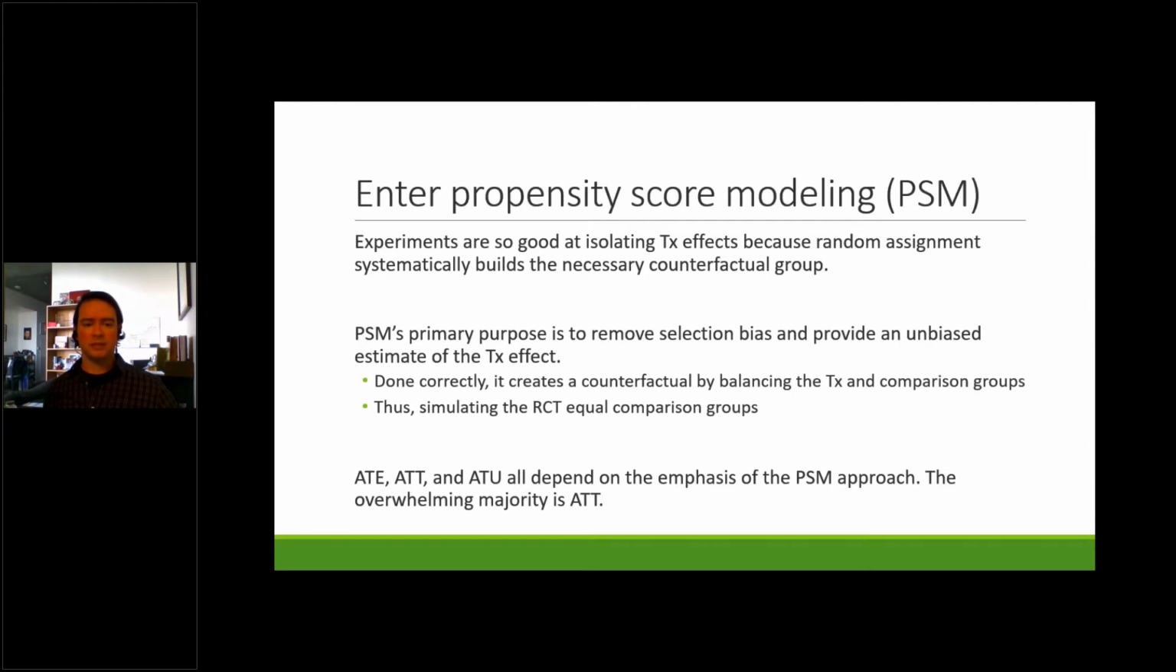The average treatment effect for the treated, and average treatment effect for the untreated all depend on the emphasis of the PSM approach. Some weights can be created to estimate the ATE, but the overwhelming majority of the applications and conclusions are focused on the average treatment effect for the treated, and therefore will be the assumed estimate throughout this presentation.